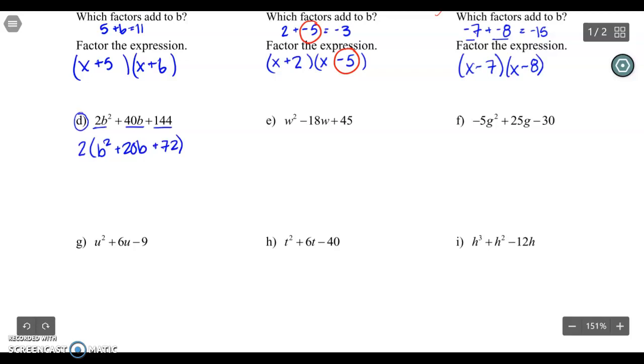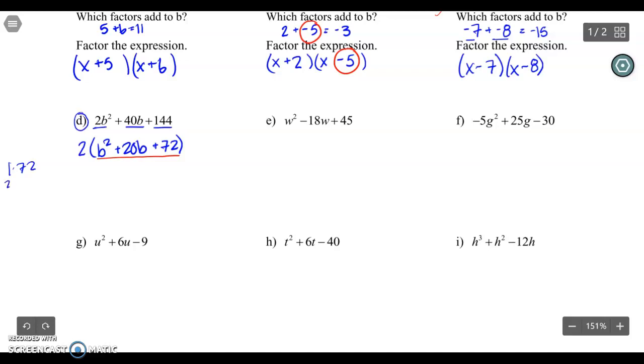Okay. So I have 2 times all this stuff. Now I can factor this set of parentheses using my shortcut. So I'm going to look for factors of 72 and figure out which factors of 72 add up to give me 20. And I would make a list probably. So my next step is to look for factors of 72 that are going to add up to 20. So I'm going to start listing them out over here on the side. Just kind of like my work on the side.